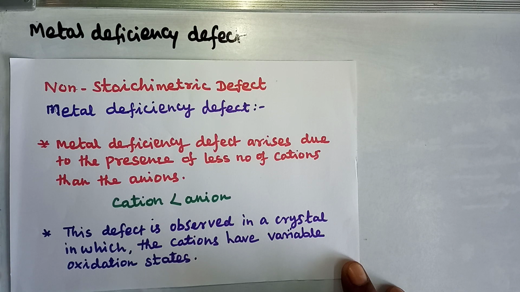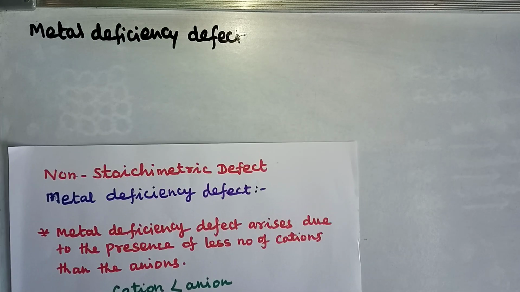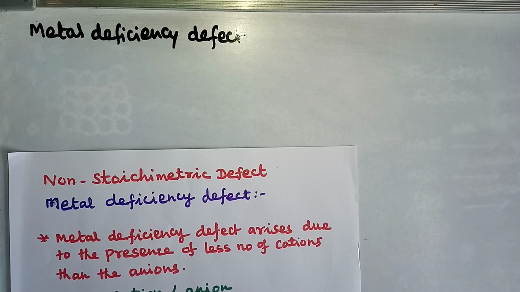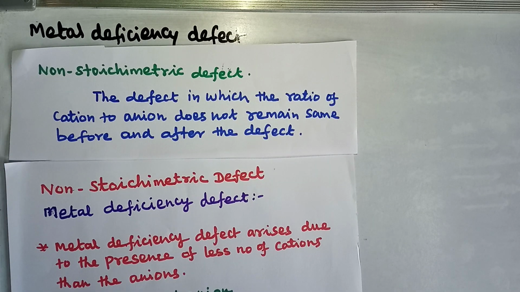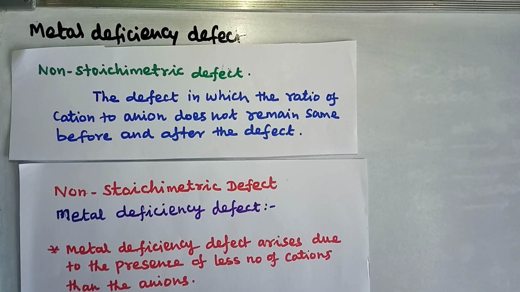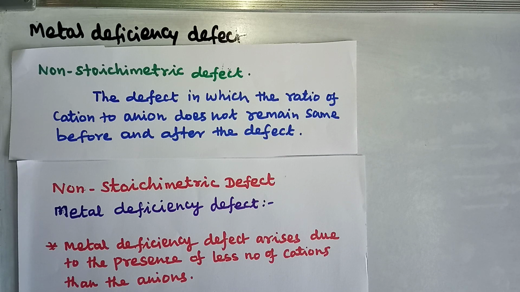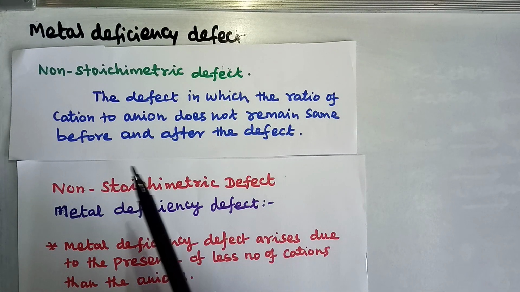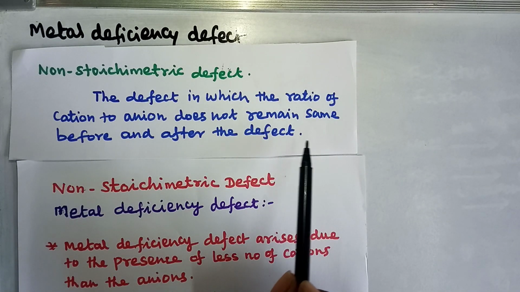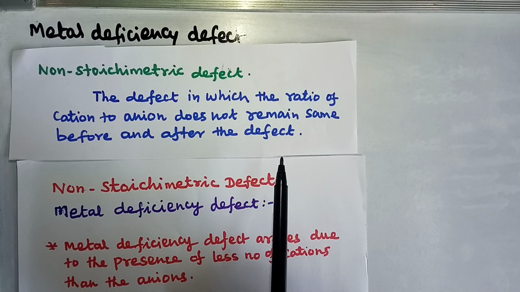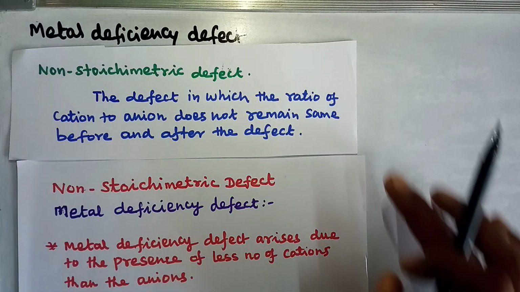The defect in which the ratio of the cation to anion does not remain the same before and after the defect is called a non-stoichiometric defect.